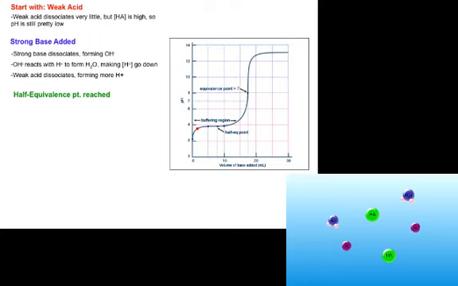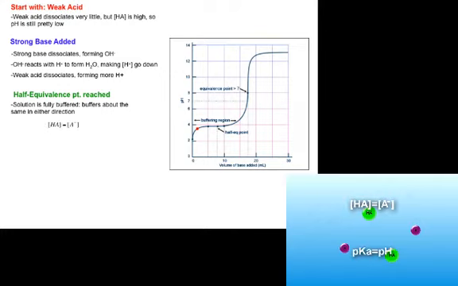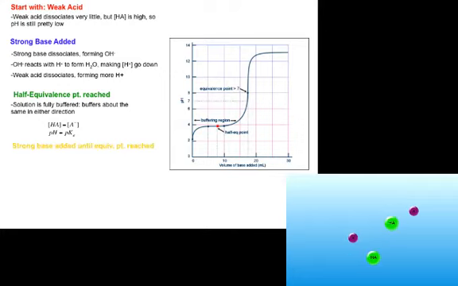Eventually the half equivalence point is reached after enough strong base has been added. At that point the solution's fully buffered, so it could buffer either a strong acid or a strong base, because the concentration of HA is equal to the concentration of A minus at that point. So pH is also equal to pKa there at the half equivalence point.